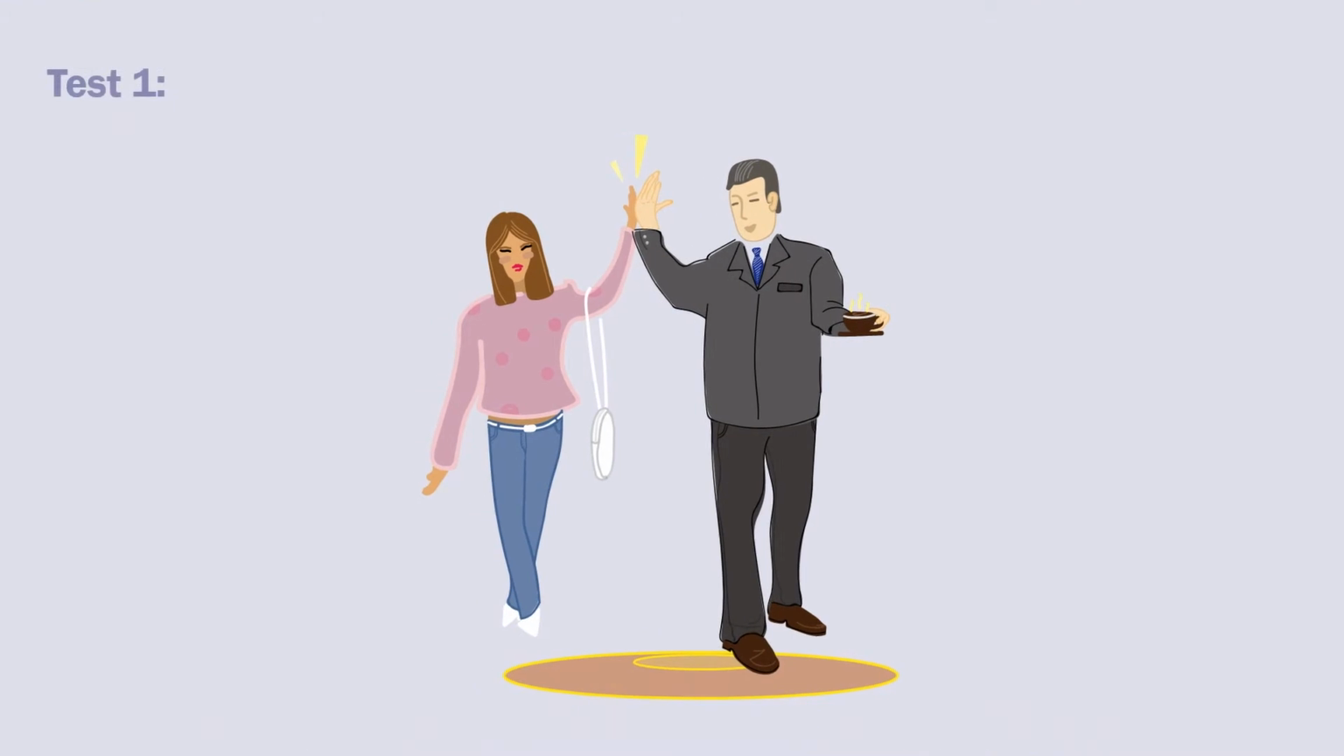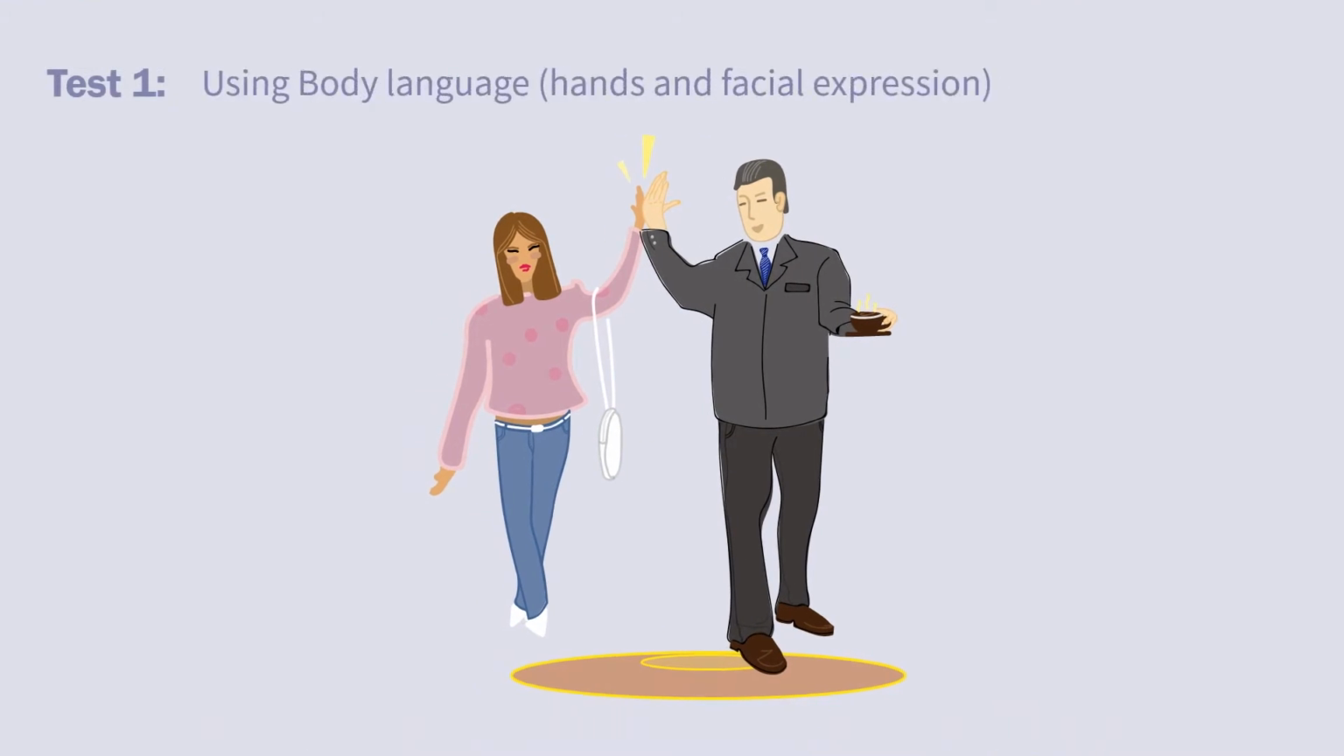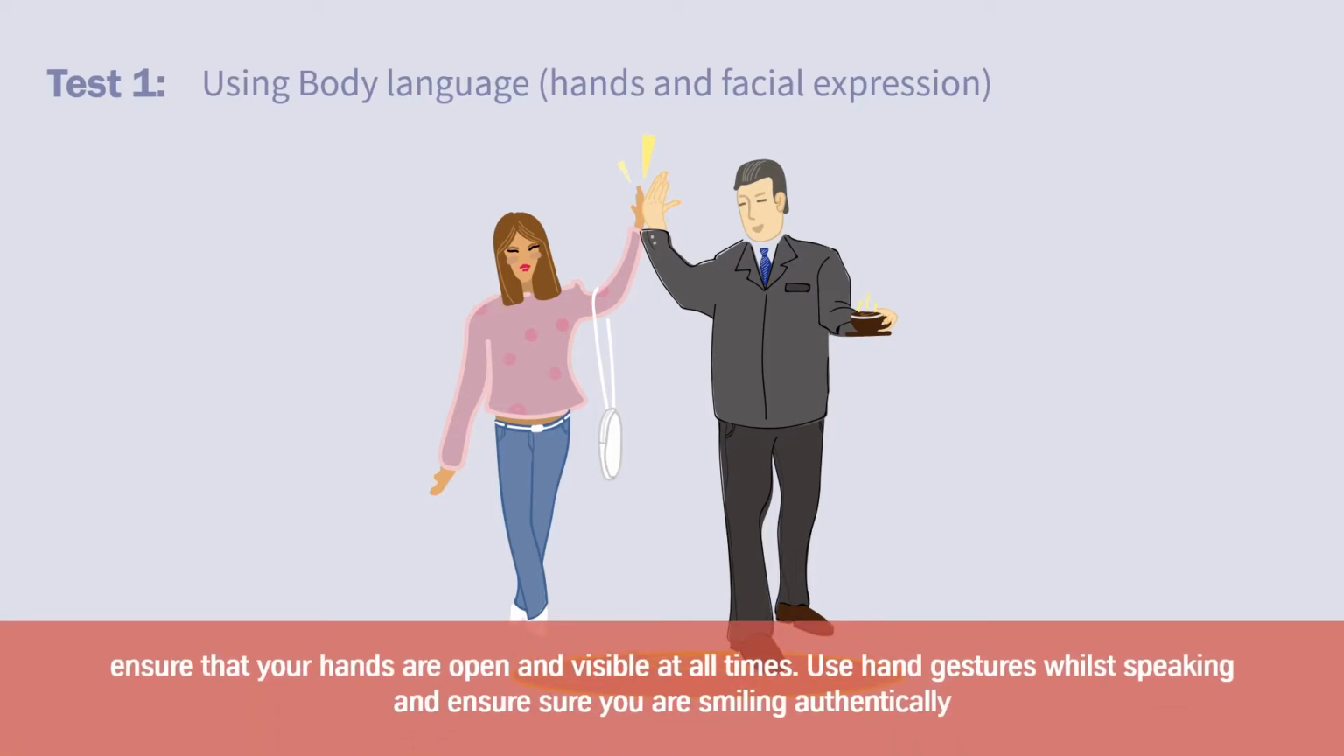The first test is through body language, using your hands and face to support your expression. When greeting someone, ensure that your hands are open and visible at all times, and use hand gestures while speaking. And make sure you're smiling authentically. Now try the reverse with a different colleague. Hide your hands and don't smile. Which of the two methods created the warmest and most endearing atmosphere?